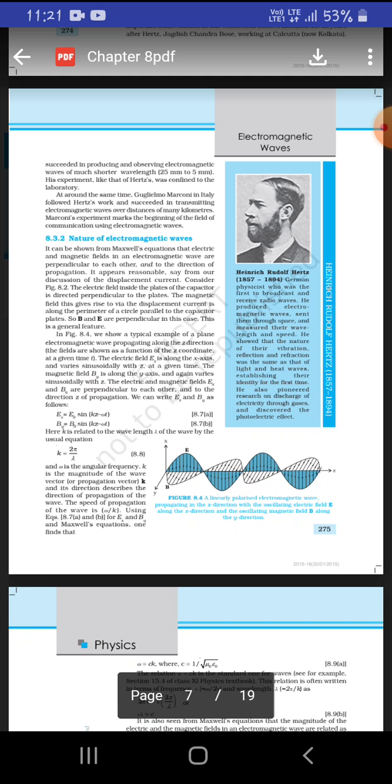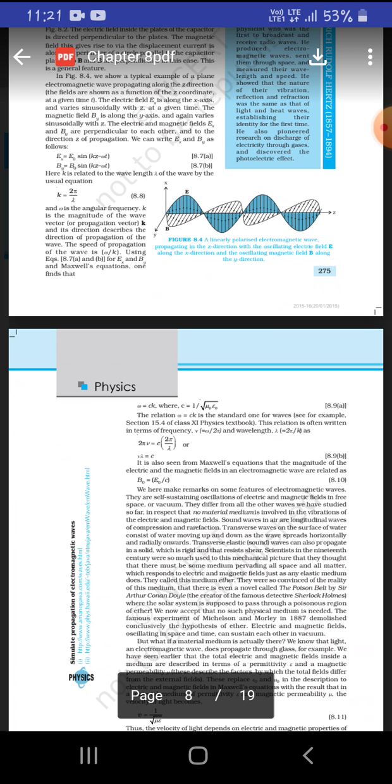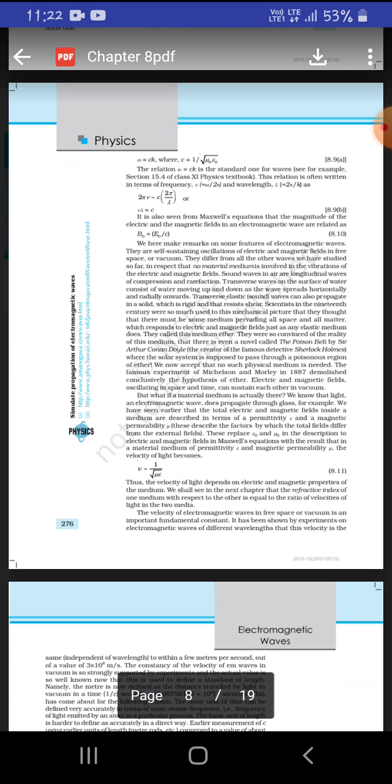Therefore Ex is equal to E0 sin(kz - ωt), and By is equal to B0 sin(kz - ωt). Here k is equal to 2π by λ. Next, ω is equal to ck, where c is equal to 1 by root(μ0 ε0). So 2πν is equal to c times 2π by λ, or we can say ν λ is equal to c. And B0 is equal to E0 by c.